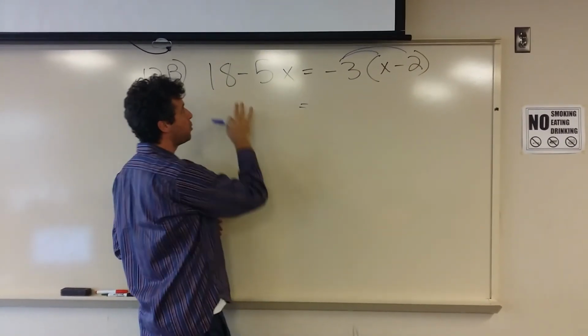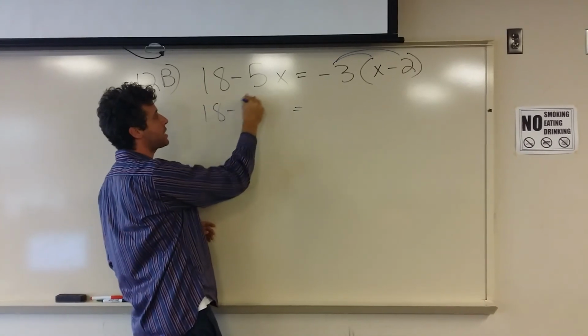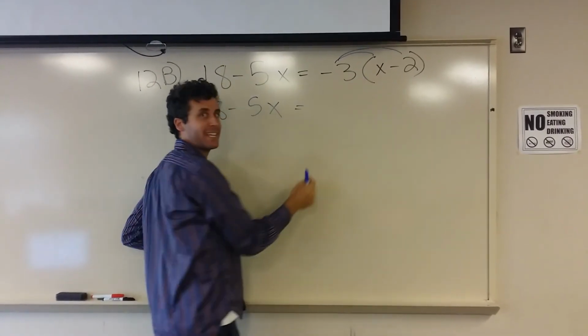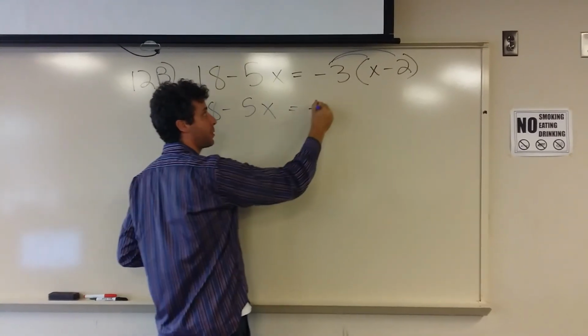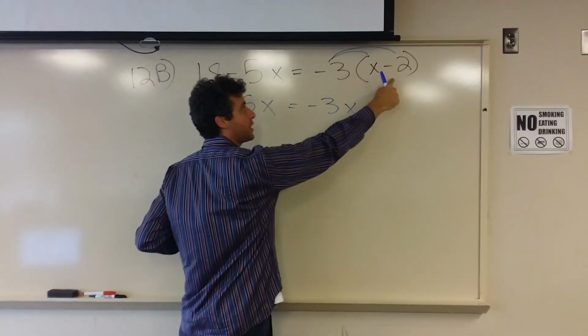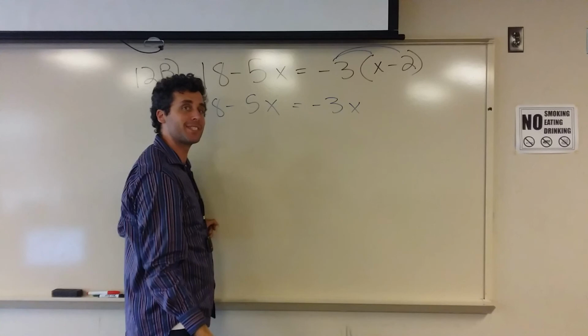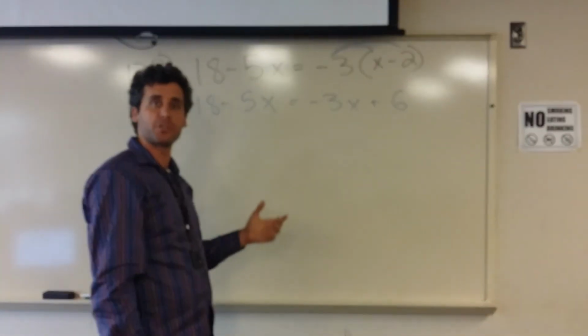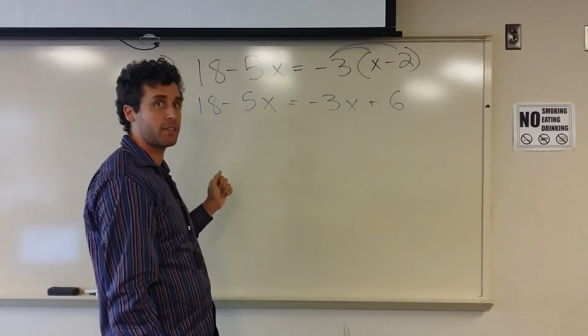So I'll keep the equal sign and I'm going to keep the 18 minus 5x. I'm just going to distribute this negative 3 times x. The signs are different, so it's negative 3x. And then a negative 3 times a negative 2, the signs are the same, so that's going to be a positive 6. Remember, when the signs are the same, it's positive. When the signs are different, it's negative. It's the rules for multiplication and division.